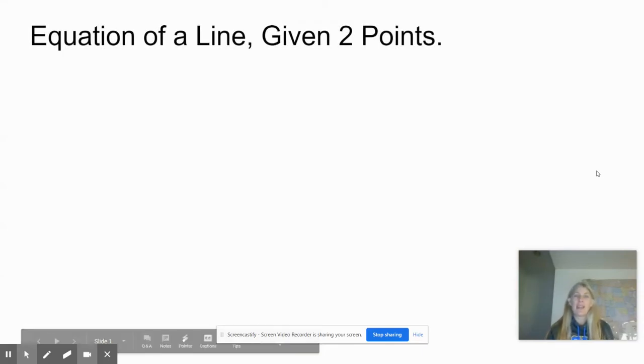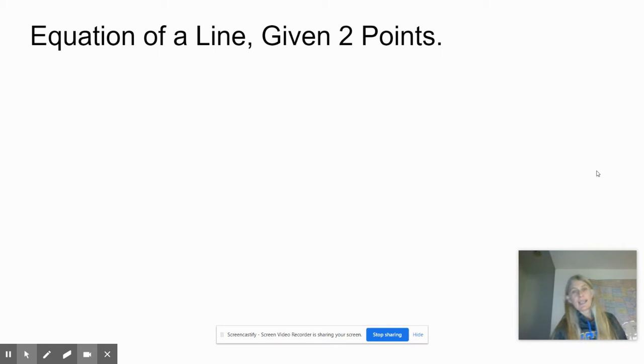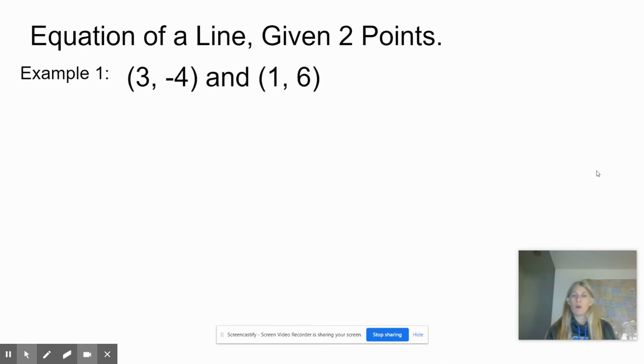Today we're going to find the equation of a line given 2 points that are on that line. So for our first example, we're going to find the equation of a line that goes through the points (3, -4) and (1, 6).